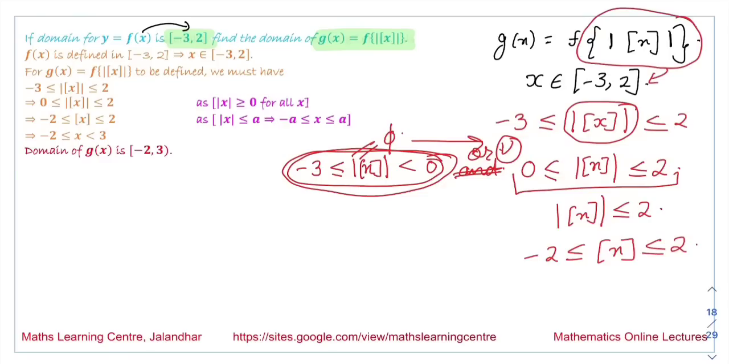Now draw the number line over here. We are saying this is 0, -1, -2, 1 and 2.